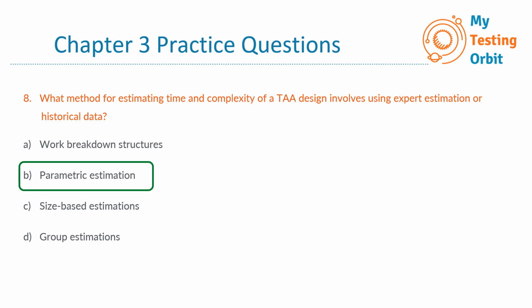Option A, work breakdown structures, is the incorrect option because it refers to estimating by breaking down tasks into smaller components and is not primarily based on historical data or expert estimation. Option C, size-based estimations, is also incorrect because this option focuses on estimating based on the size or scale of the project components, for example, function points, story points, rather than historical data or expert estimation. Option D, group estimations. This option involves collaborative estimations, but it doesn't specifically rely on expert estimation or historical data.